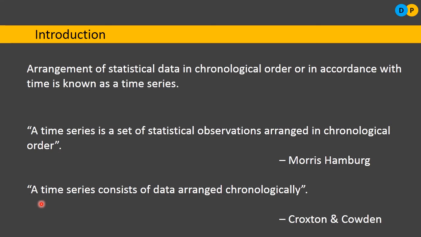Now let us take up the second definition. So what is the second definition? A time series consists of data arranged chronologically. The same thing here also. So a time series will be consisting of what? Data. How will the data be arranged? They will be arranged chronologically according to time period. This is the definition put forward by Croxton and Cowden.